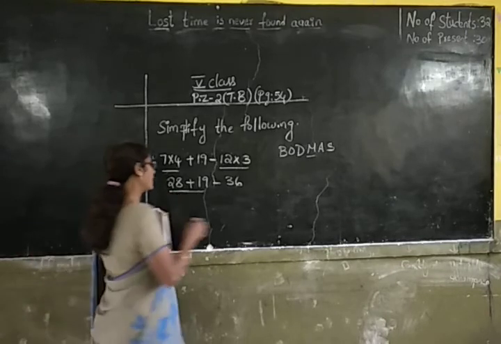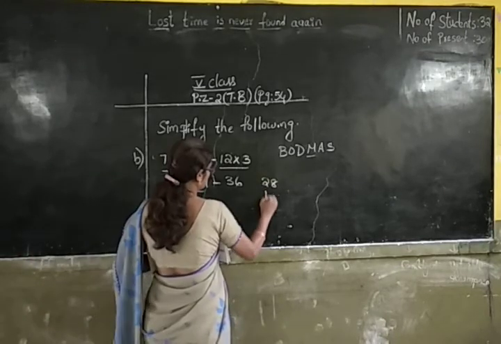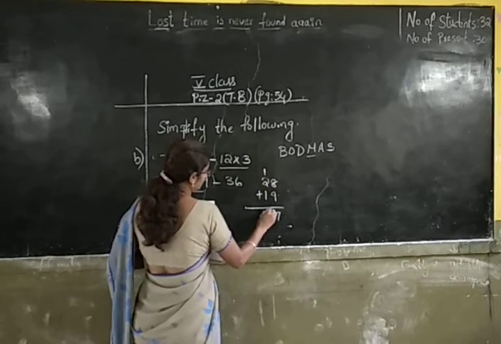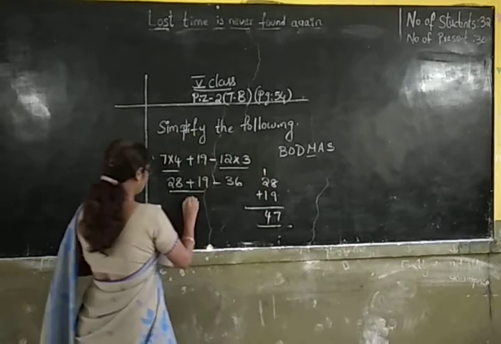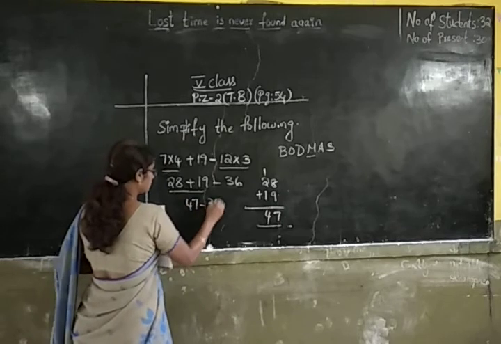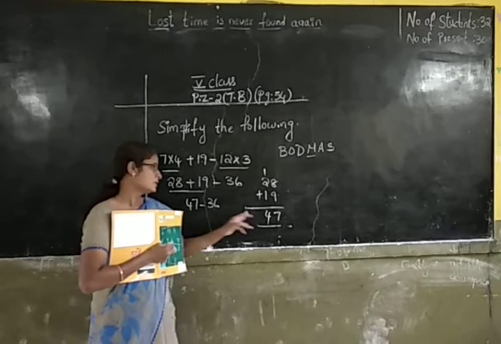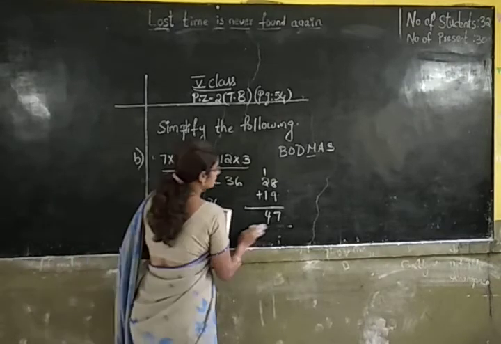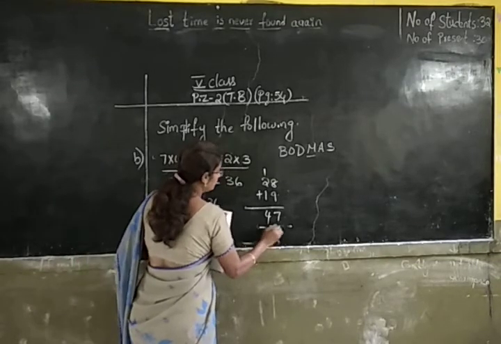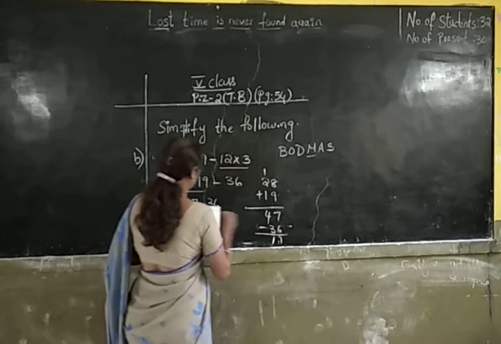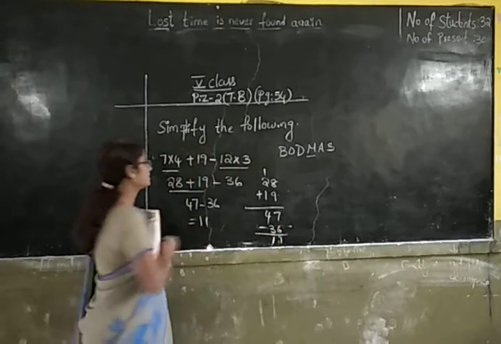So now I have to add 28 plus 19. 8 plus 9 is 17. 4. Answer is 47. So after doing the operation addition, now I have to do the subtraction. Next we have to subtract 36 from 47. 7 minus 6 is 1. 4 minus 3 is 1. So the answer is 11.